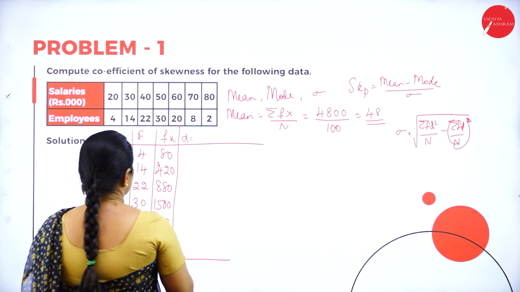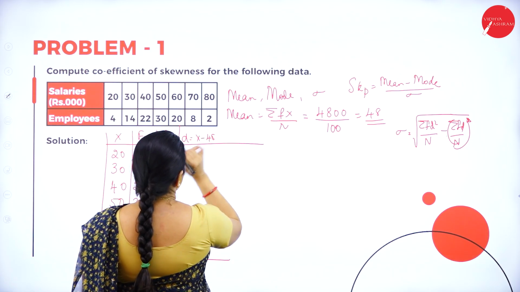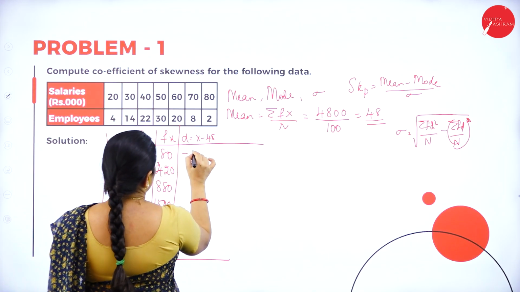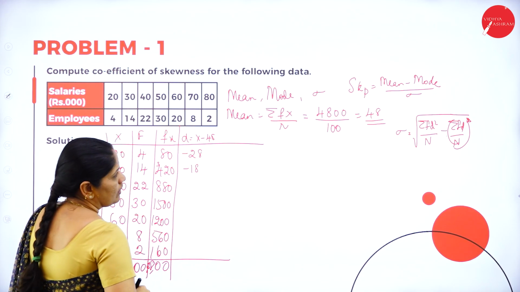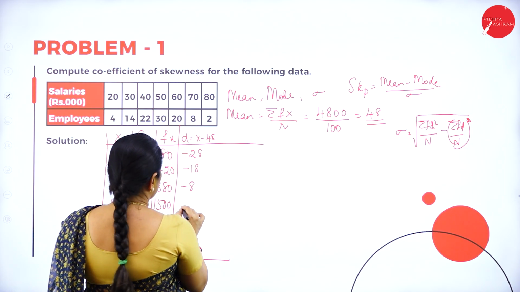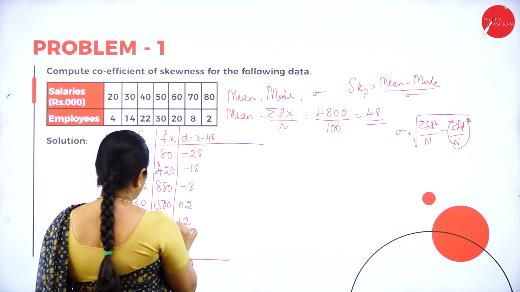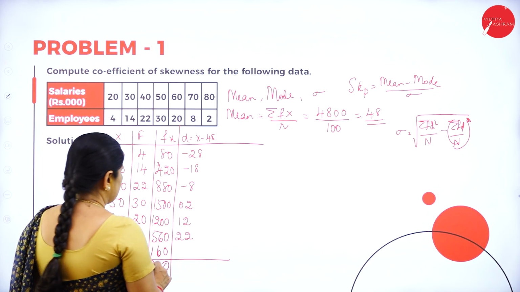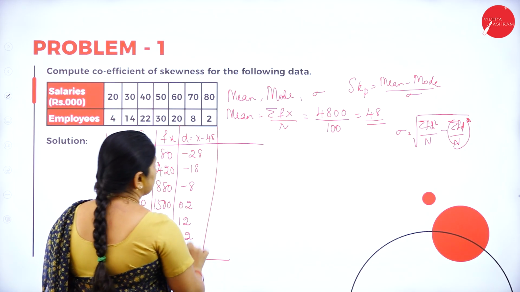So D will be equal to x minus mean, x minus 48. So 20 minus 48 is minus 28, 30 minus 48 is minus 18, 40 minus 48 is minus 8, 50 minus 48 is 2, 60 minus 48 is 12, 70 minus 48 is 22, 80 minus 48 is 32. So this is the D column.